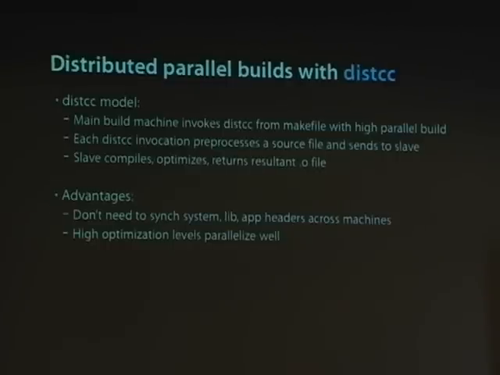The way DistCC works is it's actually architected to drop into your makefile. So you use CC equals distcc, and instead of invoking GCC, your makefiles invoke DistCC. And you say make -j147, and you get a lot of things happening in parallel, right? Well, the way DistCC works is that it actually preprocesses all of your source on the local machine, sends the .i file across to the slaves, which then optimize and compile, right?